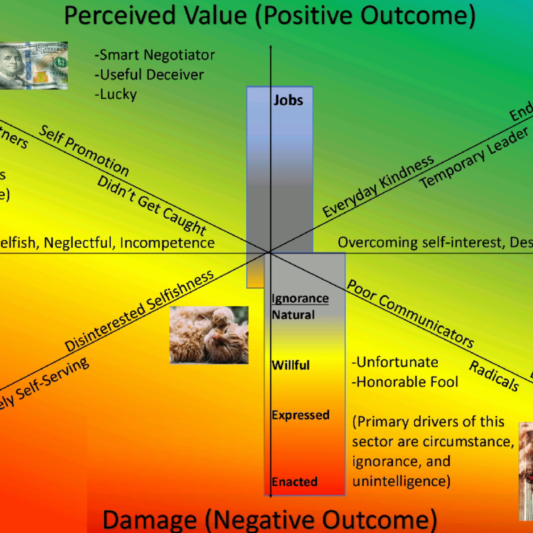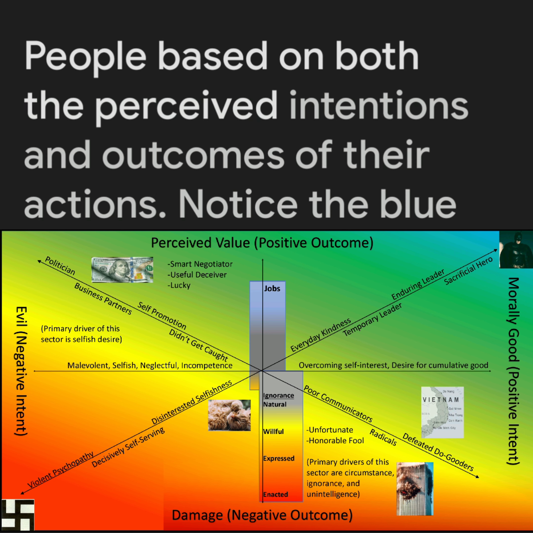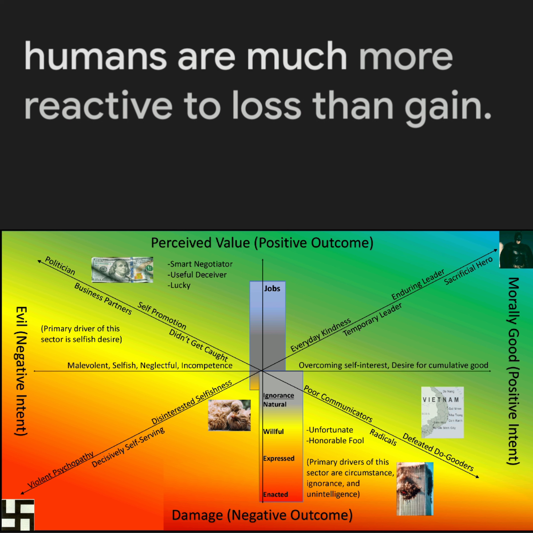The productivity or damage of one's actions only determines its perceived value to others. Unfortunately, humans tend to care much less about the morality of an action and much more about whether or not your actions prioritize their desires. That's why it's important to distinguish morality from value. The color gradient in this chart represents how we tend to positively or negatively judge people based on both the perceived intentions and outcomes of their actions. Notice the blue side is smaller than the opposite red side. As the saying goes, narrow is the path of righteousness, and humans are much more reactive to loss than gain.